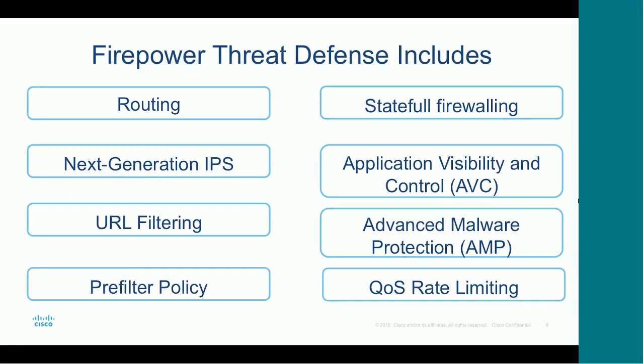Firepower Threat Defense core features are routing, stateful firewalling, next-generation IPS, application visibility and control, URL filtering, advanced malware protection, pre-filter policy, and QoS rate limiting. Apart from this, there are other functionalities that you can configure.